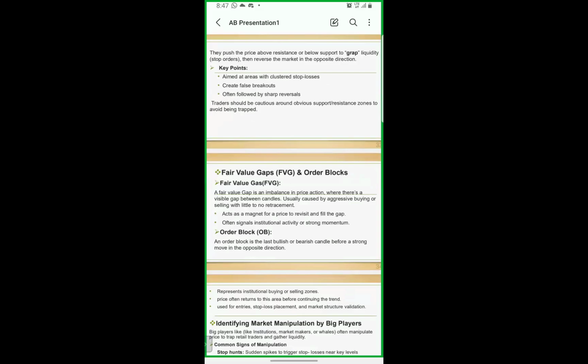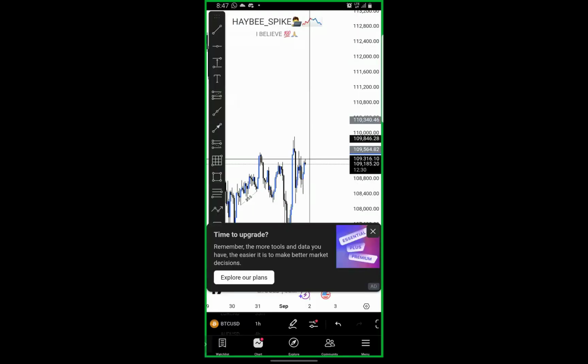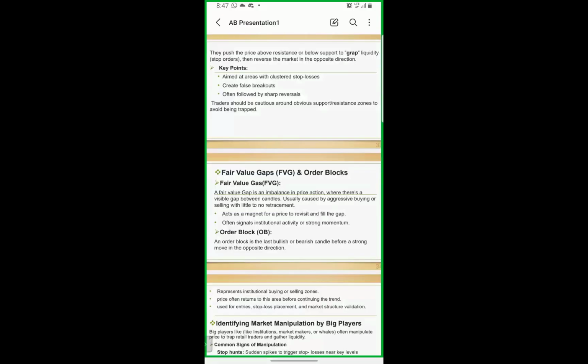I don't want to jump to the chart. I want to cover the theoretical part first before I go to the chart, so that I can write something down. This imbalance in price action, we all know price action. When it's an uptrend, it's telling you that there is aggressive buying in the price of the particular asset at that moment. And if it is in a downtrend, it's telling you that there is aggressive selling in the market at that moment, with little to no retracement.